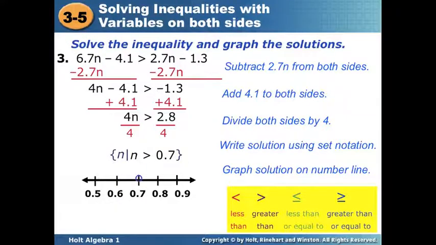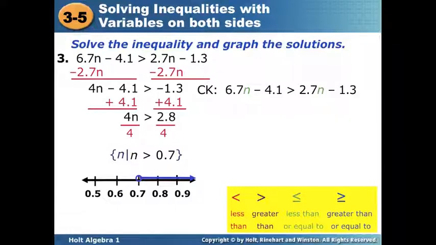We have an open circle on 0.7 and shade towards the greater than side. Again, always remember, whichever way the arrow is pointing in your set notation is the way you can shade on your number line. This is only true with the variable on the left. We will now check the solution in our original problem. Using 0.8 from that shaded region, work it out to see that this should check out.